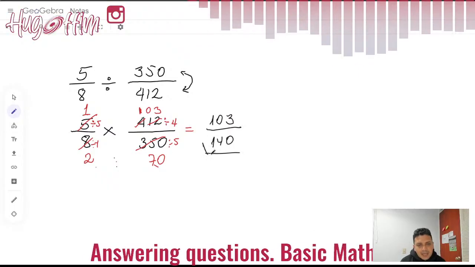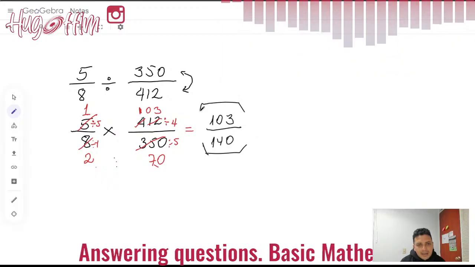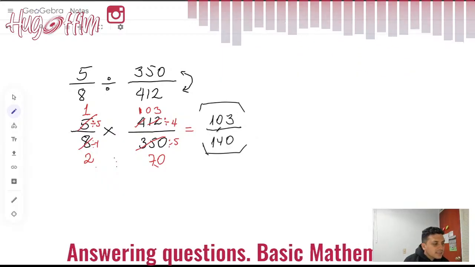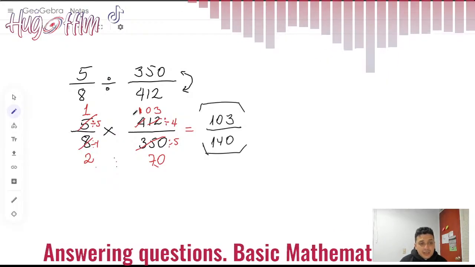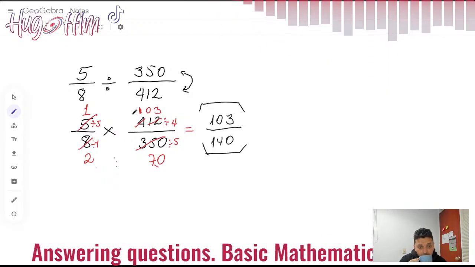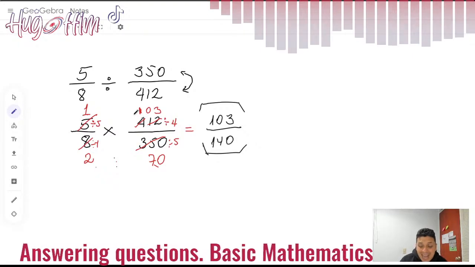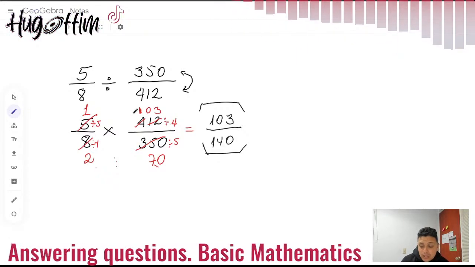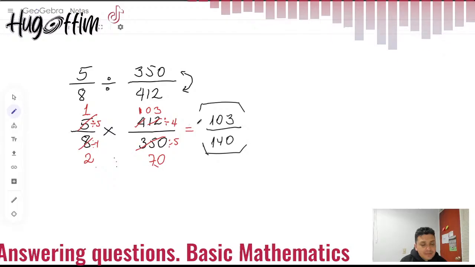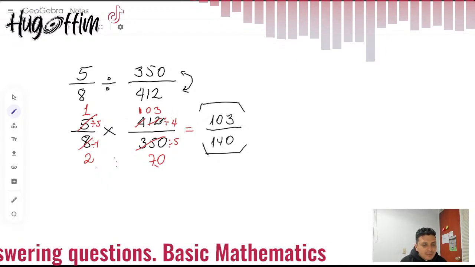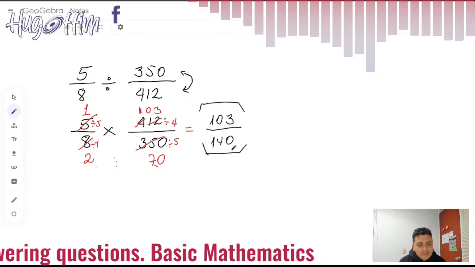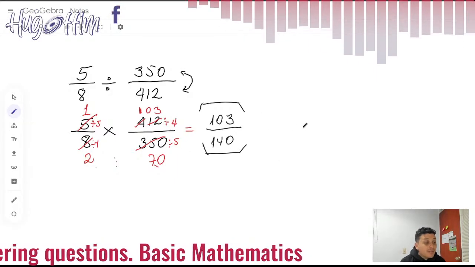And in this case, I already have my numbers in simplest form. So as you can see here, you can observe how to divide without operating first the numbers. Now, can I do it like directly? 5 times 412 and 8 times 350? Of course you can do it and then simplify the fraction.